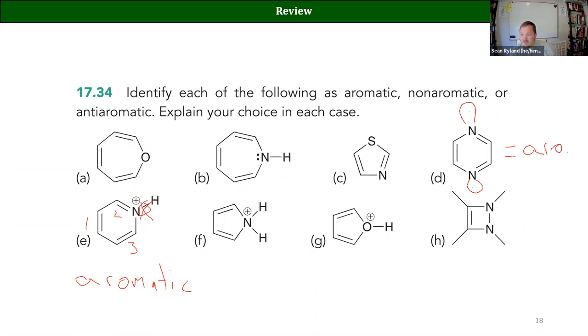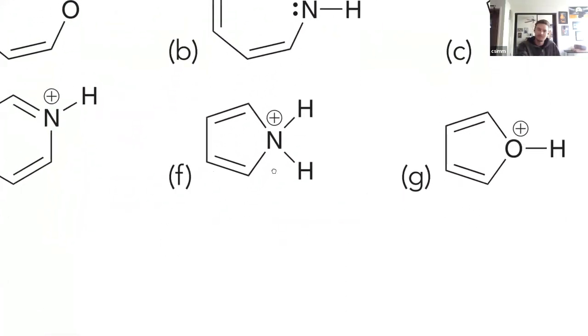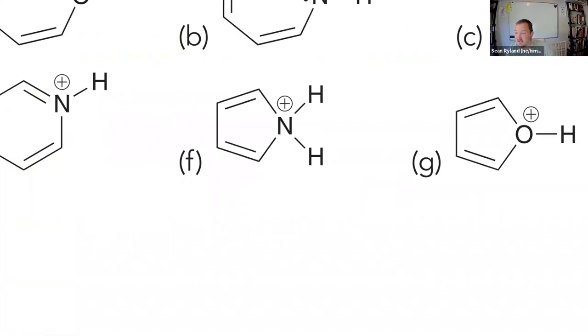So what does that tell us about F? Non-aromatic, because we don't have a cyclic conjugated pi system. We don't even meet criteria one. We have a cycle, but we don't have a conjugated pi system because this nitrogen has no lone pairs. If the nitrogen has no lone pairs, then that means it's going to behave just like an sp3 carbon, right? In other words, no resonance happening with that nitrogen. Which makes it non-aromatic.